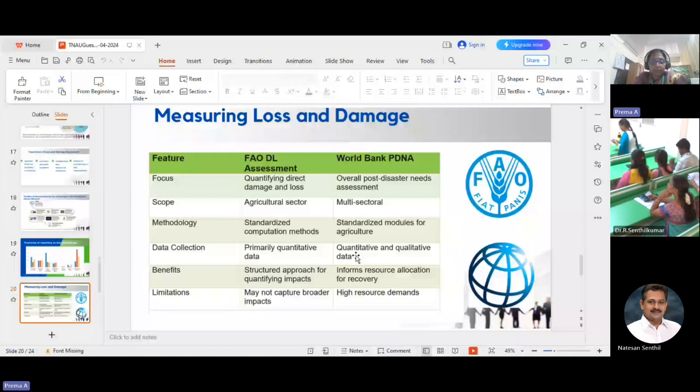And the limitation is that in the case of FAO, since it is only quantitative, it may not capture broader impacts, and the PDNA requires a lot of resources. After the disaster, when a country is already devastated, this amount of resources will not be possible for the country to deploy. So that is the main limitation with the PDNA, even though it is a very elaborate and exhaustive method.